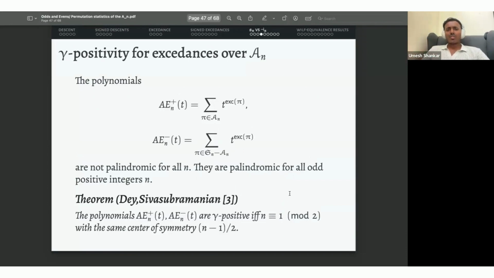So for exceedances, here also we run into the same problem. These polynomials are not palindromic for all n. However, for all odd integers, these polynomials are palindromic. And for odd integers, they are also gamma positive with the center of symmetry (n minus 1) by 2.